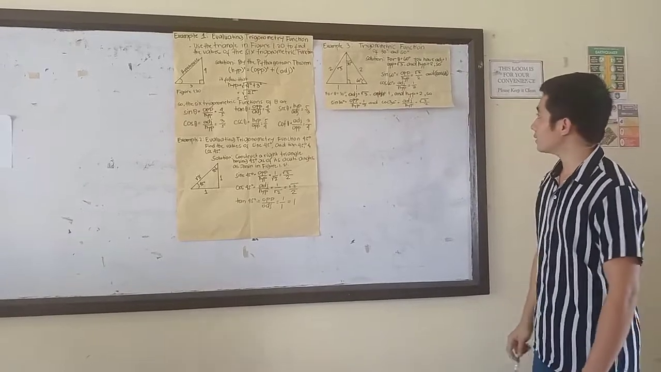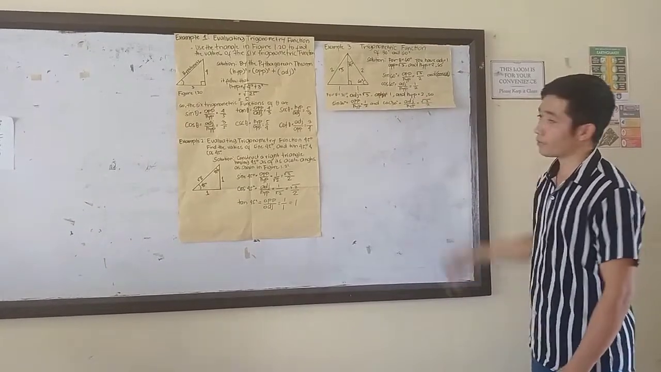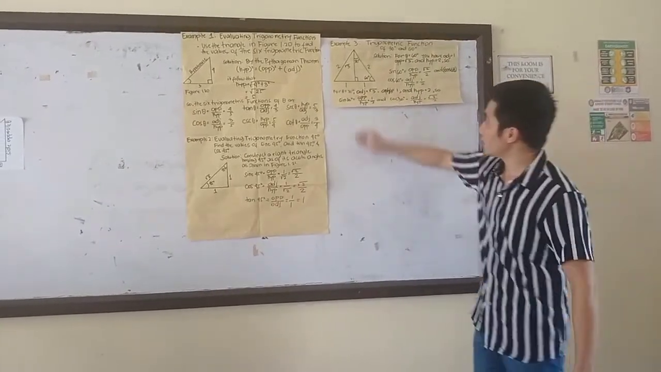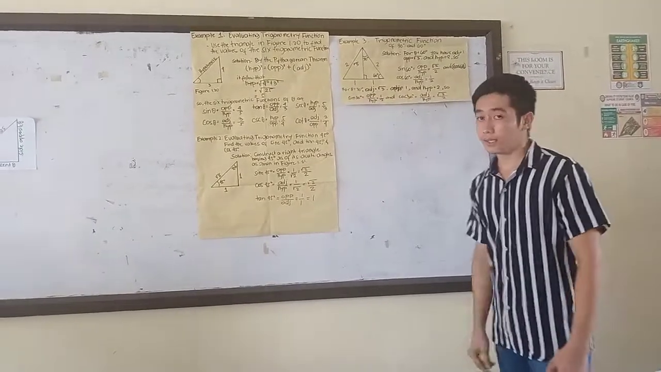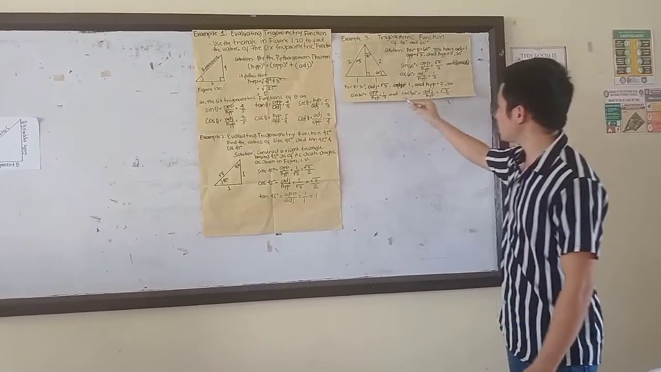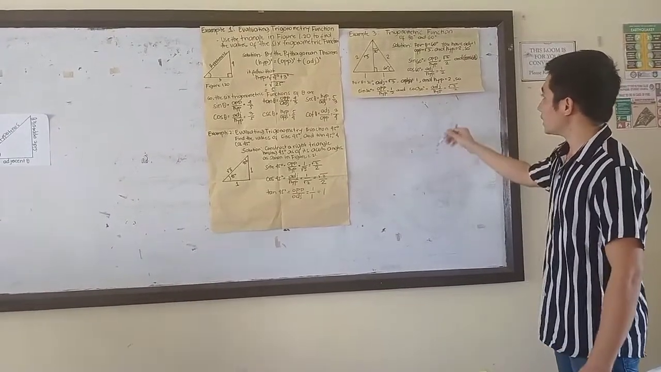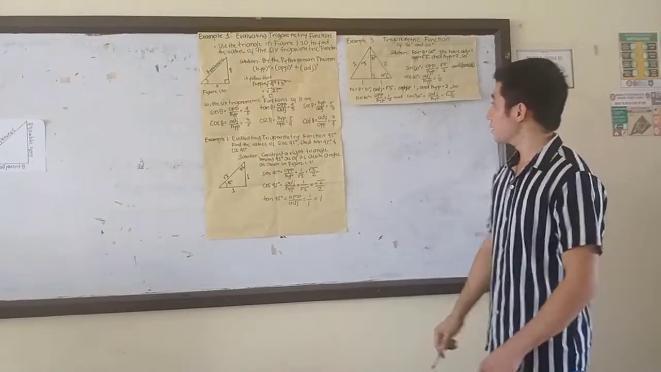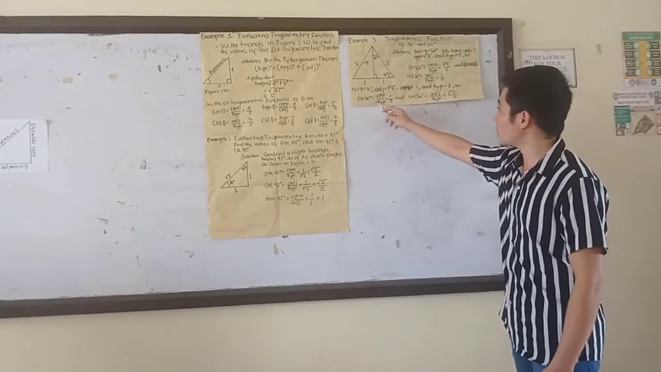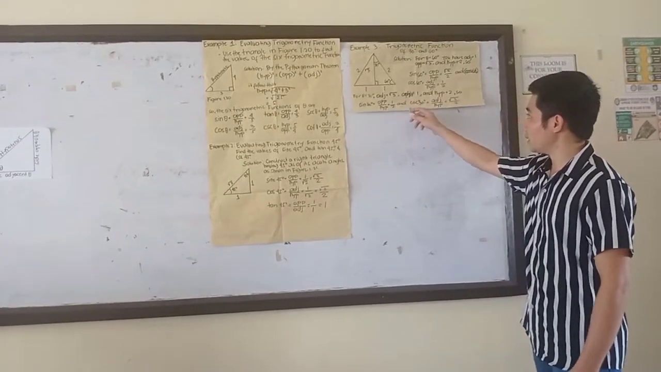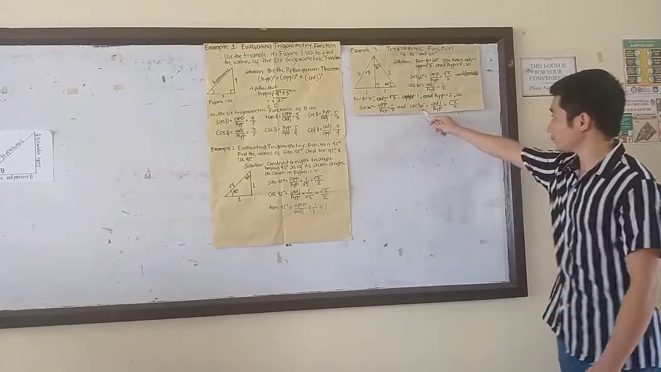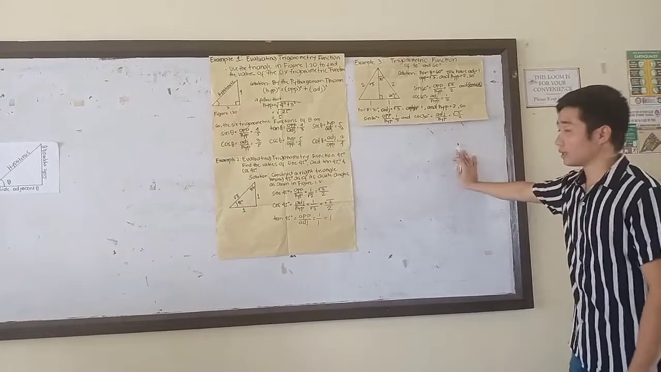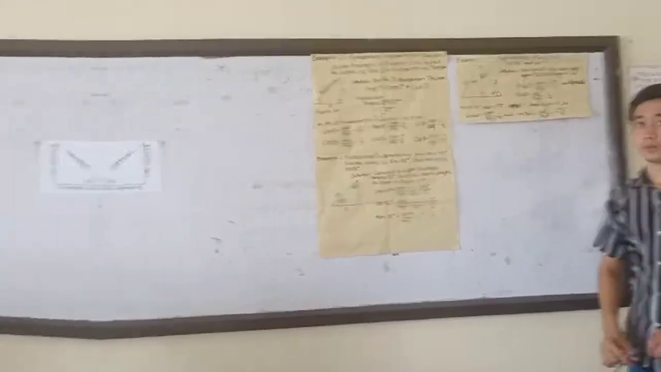Cosine of 60 degrees equals adjacent over hypotenuse, equals 1 over 2. For theta equals 30 degrees, the adjacent is square root of 3, the opposite is 1, and the hypotenuse is 2. So sine 30 degrees equals opposite over hypotenuse, equals 1 over 2, and cosine 30 degrees equals adjacent over hypotenuse, equals square root of 3 over 2.